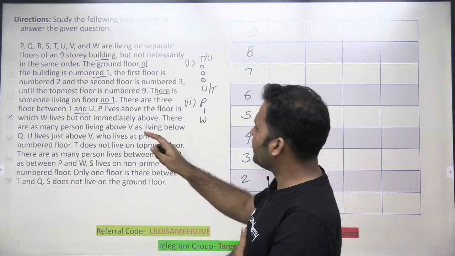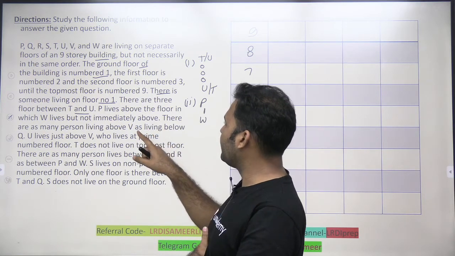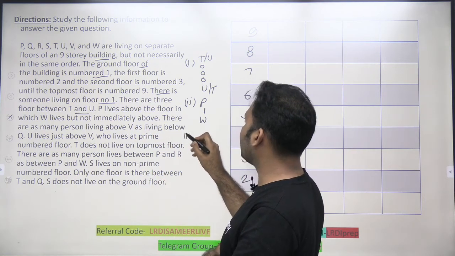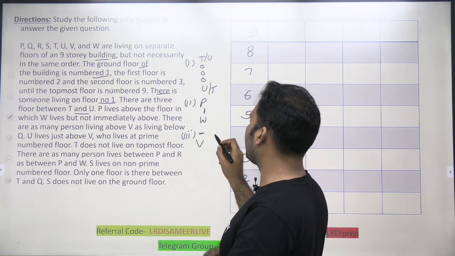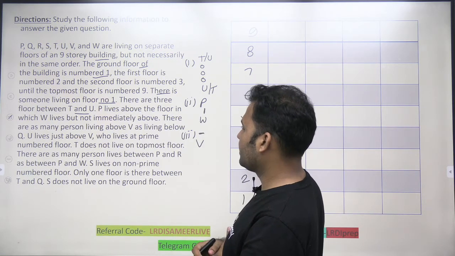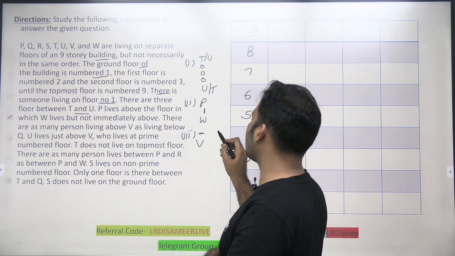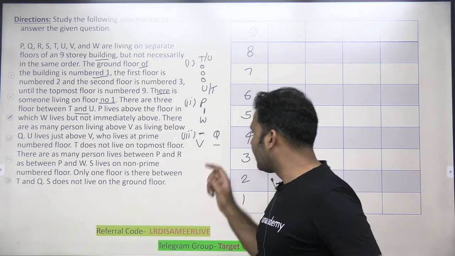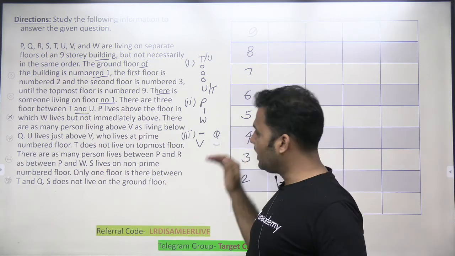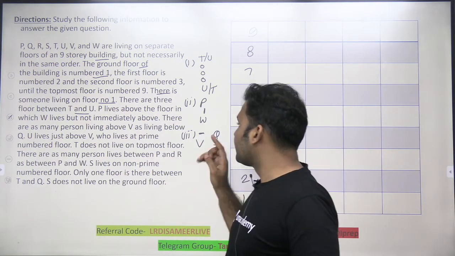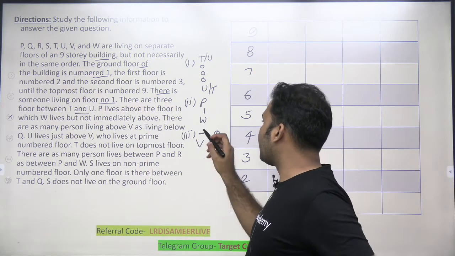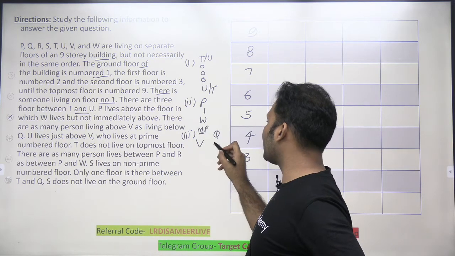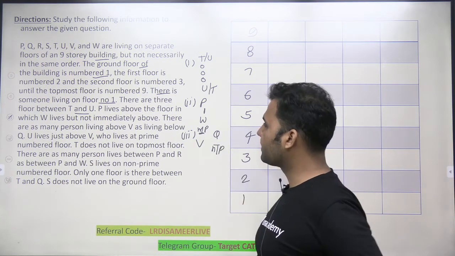There are as many persons living above V as living below Q. So the third condition is the number of persons living above V is the same as the number of persons living below Q. So the number of people above V and the number of people below Q is exactly the same. Keep this in mind, it's not talking about the floors, the number of persons, right? So write it down: number of persons above V is the same as the number of persons below Q.